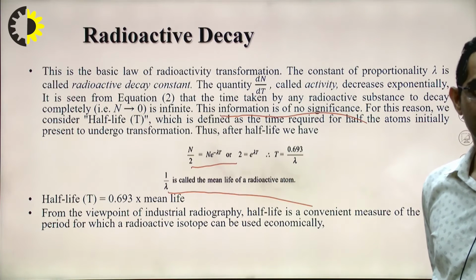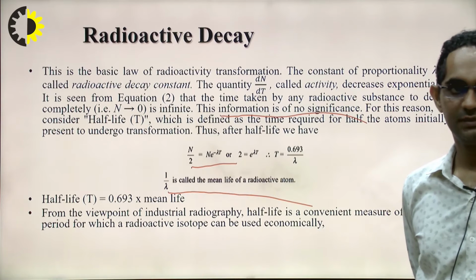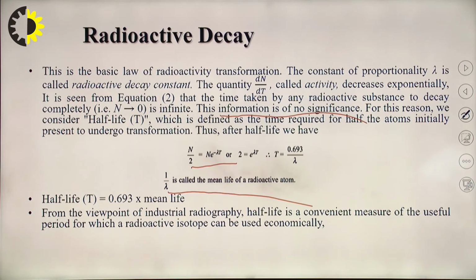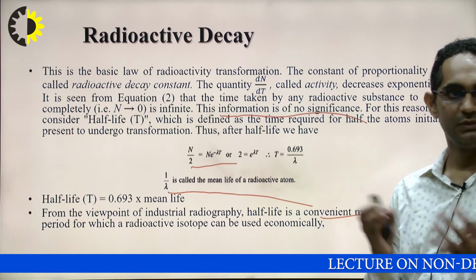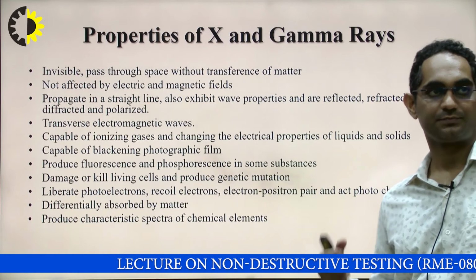From the viewpoint of industrial radiography, half life is a convenient measure of the useful period for which a radioactive isotope can be used economically. So this is from the industrial radioactivity.